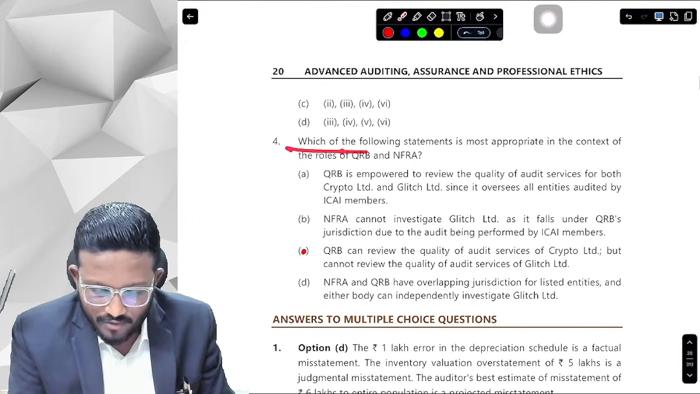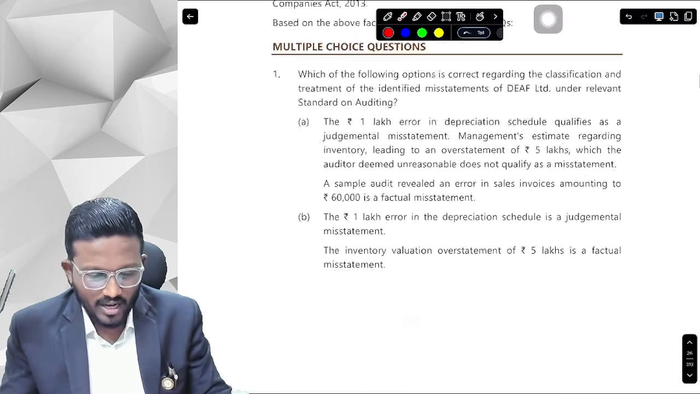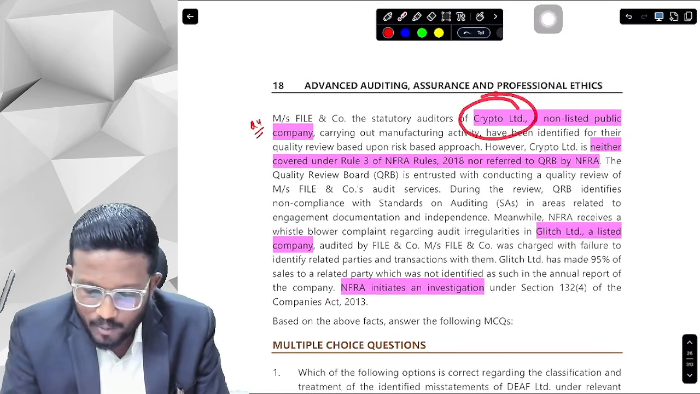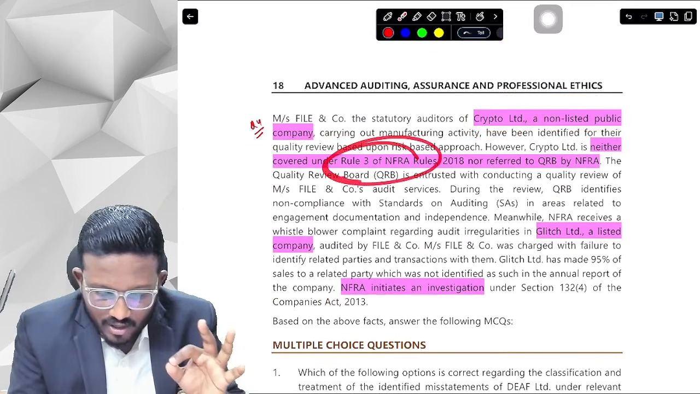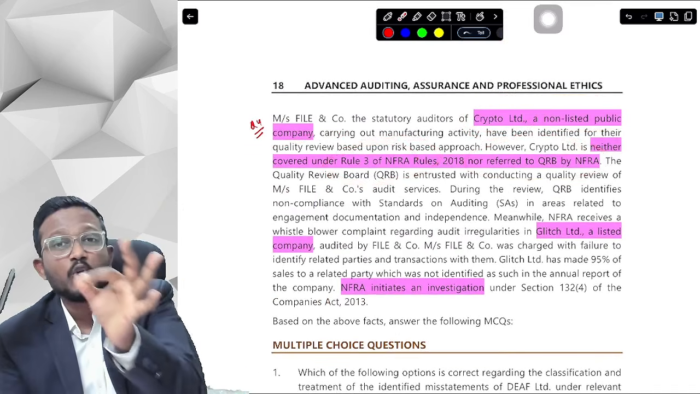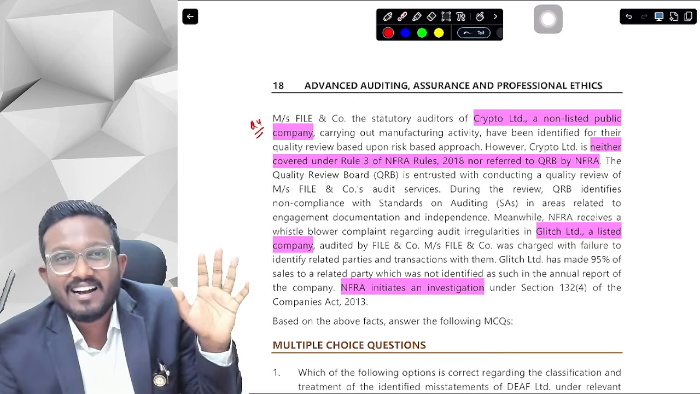Next is, what, sir? Which of the following statements is most appropriate and consists of roles of QRB and NFRA? So here what it is saying, sir, here there is a Crypto Limited that is a non-listed public company, and it is not covered under Rule 3 of NFRA and not referred to QRB by NFRA, which means that this particular company does not come under NFRA rules.